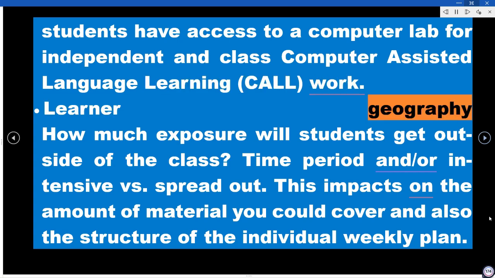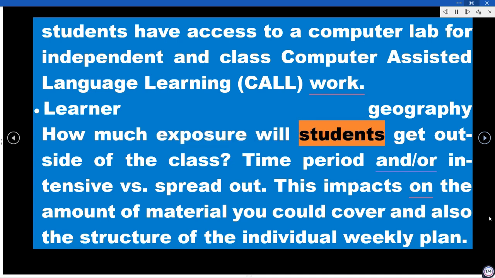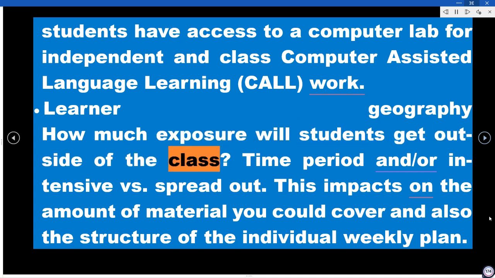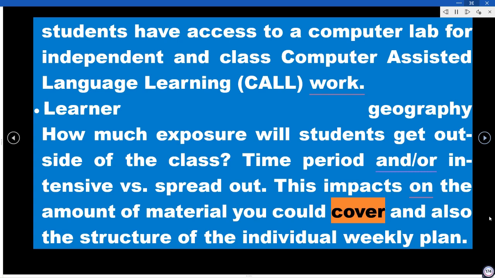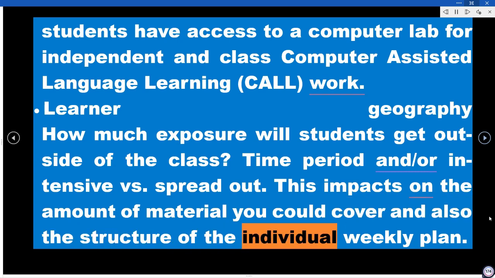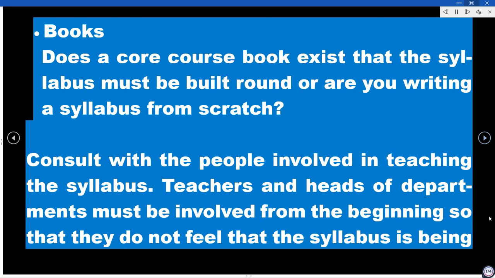Learner geography. How much exposure will students get outside of the class? Time period and / or intensive versus spread out. This impacts on the amount of material you could cover and also the structure of the individual weekly plan. Books. Does a core course book exist that the syllabus must be built round, or are you writing a syllabus from scratch?